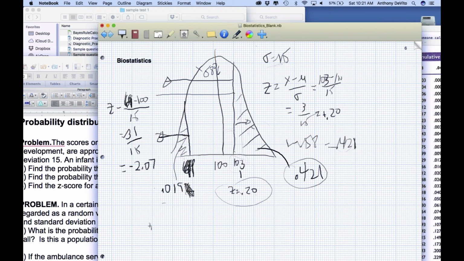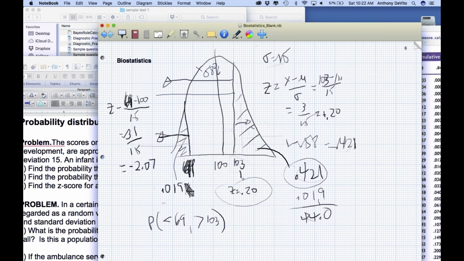Now, if I ask you what's the probability of having a score which is less than 69 or greater than 103, you'd add these two together, 0.421 and 0.019. Okay, you'd add them together, and that would give you 0.44. There's a 44% chance that they're either lower than 69 or higher than 103.